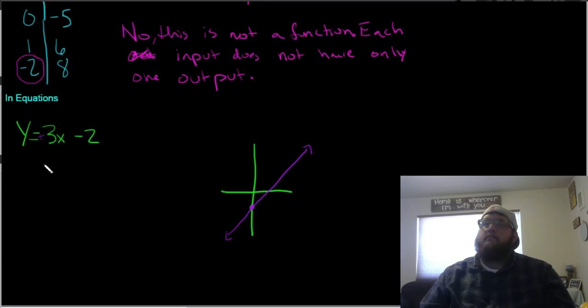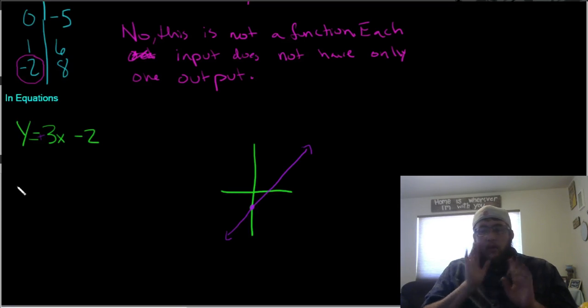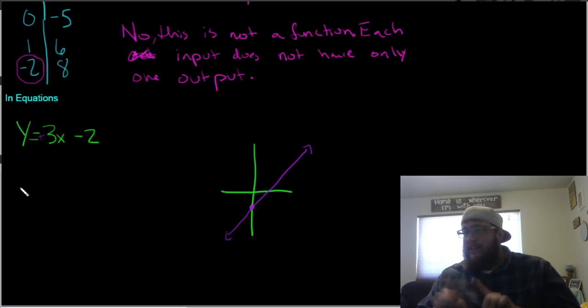So then we have to think about our outputs. Are any of our inputs going to give us more than one output? For example, if I plug in negative 2, am I going to get two different answers like we did up here?